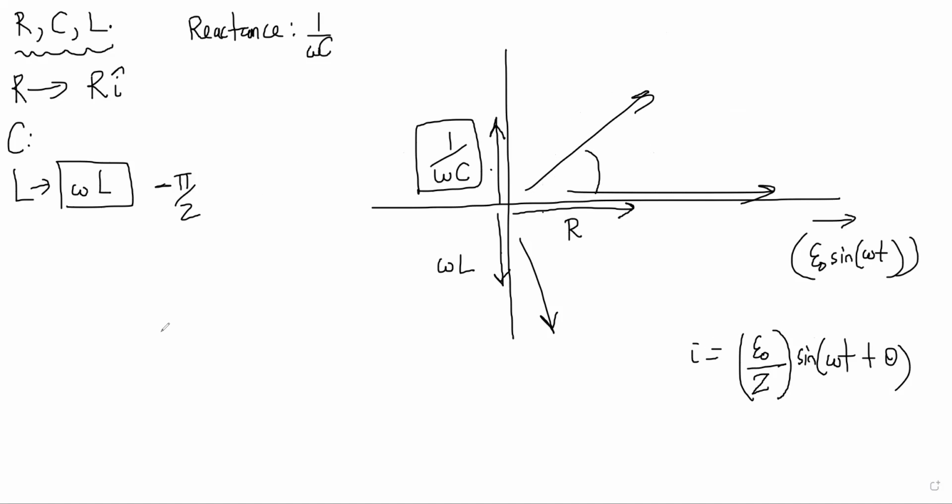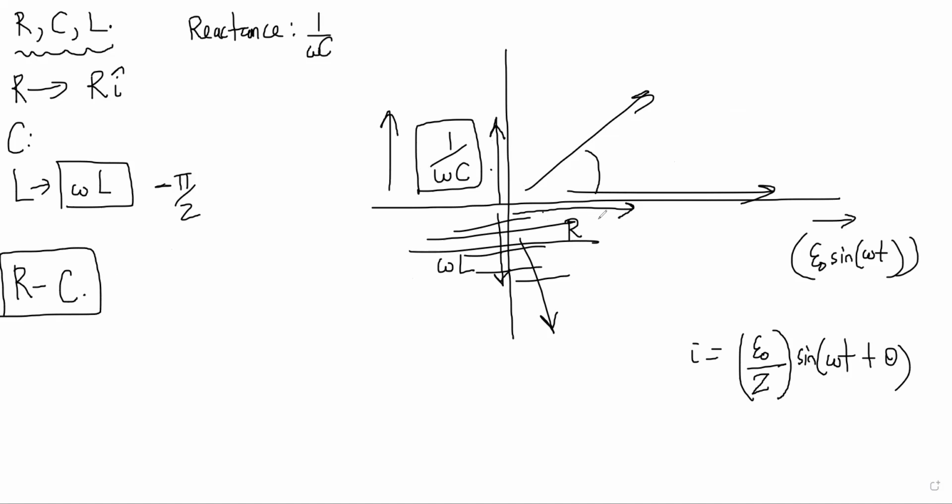The first example that we'll see now is the RC circuit that we just derived by integration. There is no inductor, so we'll ignore that part. There is just an RC circuit, with a vector 1 by omega c and a vector R, both with 90 degrees between them. So the resultant vector has this length, and this becomes your impedance.